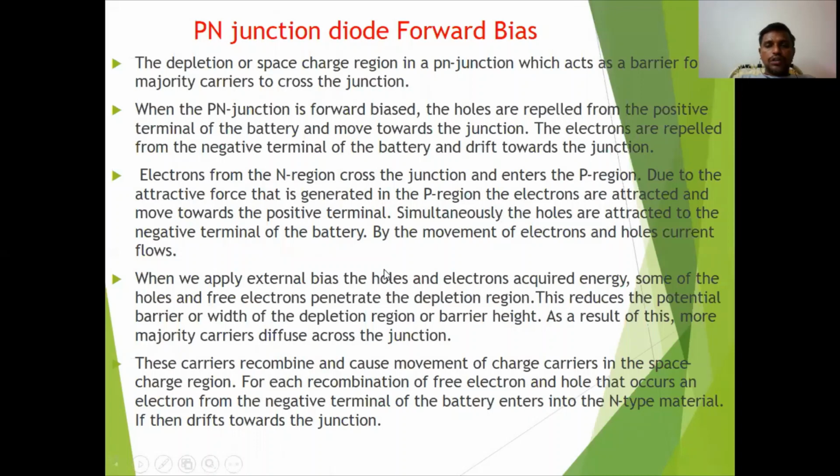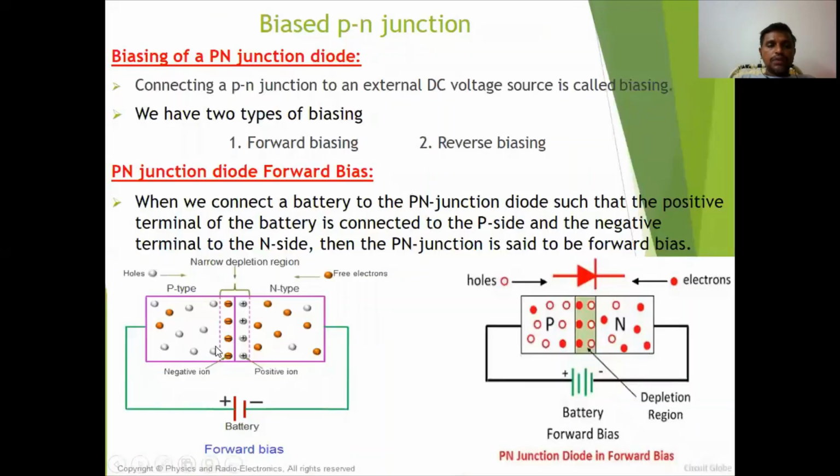So because of the attractive force on holes by the negative terminal, and because of the attractive force of the positive terminal that attracts the electrons from n-type to p-type, there is movement of holes from p-type to n-type and electrons from n-type to p-type. Okay, so this is the process. There is a movement of charge carriers, so automatically the current flow will be there. So this is about the forward bias.